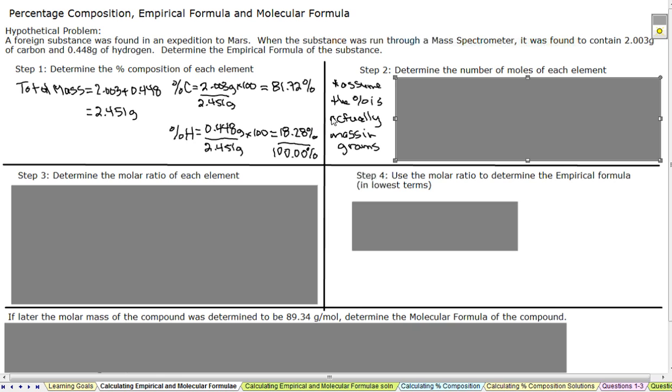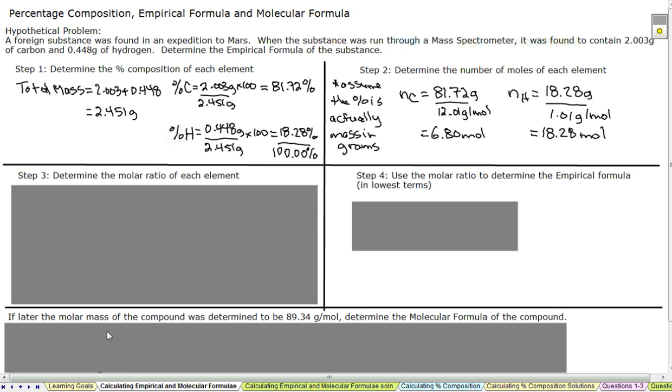If I know mass, what can I solve for? Well, I can solve for my moles. I can determine the moles of carbon by taking the mass, my percentage as a mass, dividing it by the molar mass of carbon, and I get 6.8 moles.